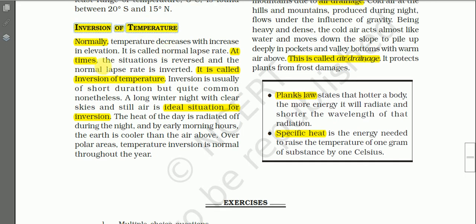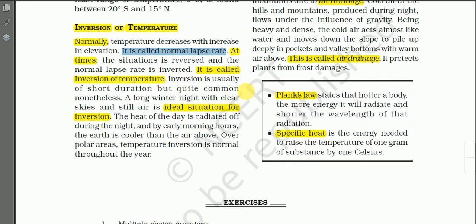Let us read. Normally, temperature decreases with increase in elevation. This we have learned earlier. When we climb up a mountain, the temperature decreases. Temperature decreases with increased elevation, and that is what we call normal lapse rate. So what is the rate of decrease here? 1 degree Celsius for every 165 meters of ascent. So if you climb up 165 meters, temperature will decrease by 1 degree Celsius.